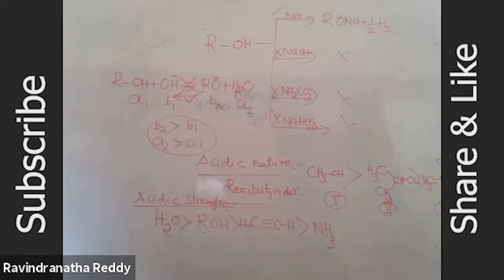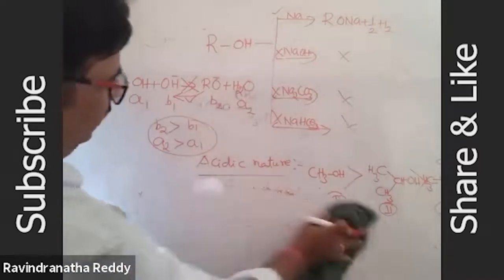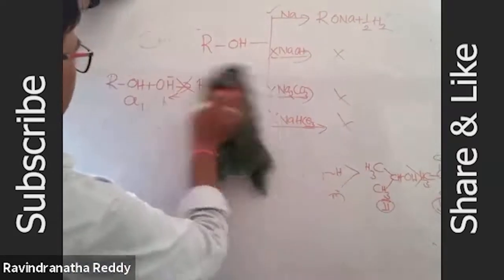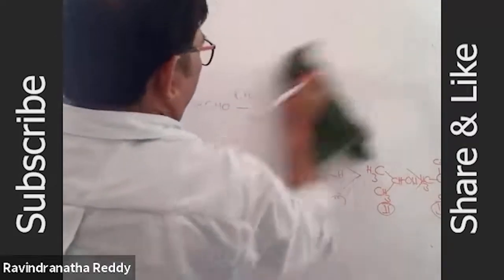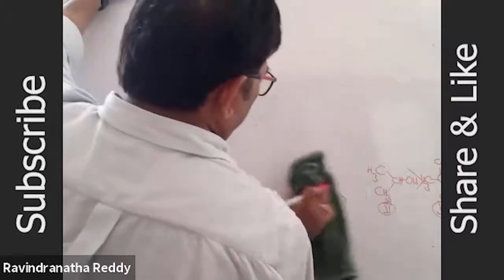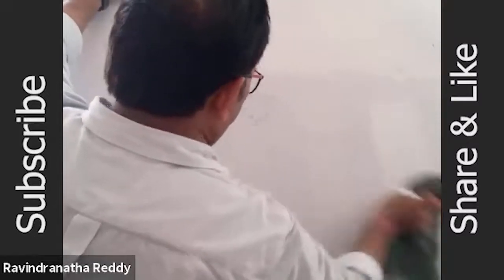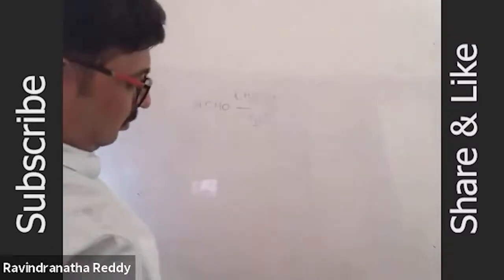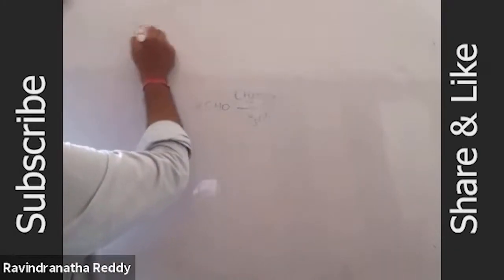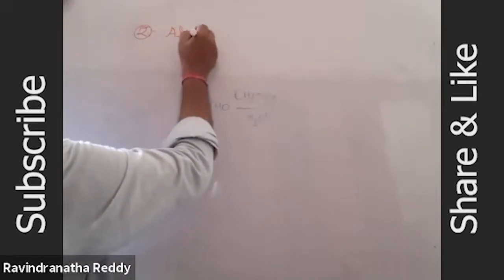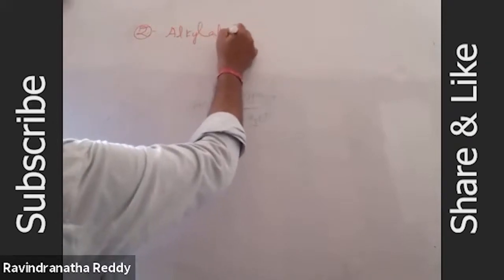Next reactions: alkylation, acylation, benzoylation, ester hydrolysis. These all come under the first category of reactions. Acidic nature is over. Next, alkylation. Alkylation means alkyl group introduction.